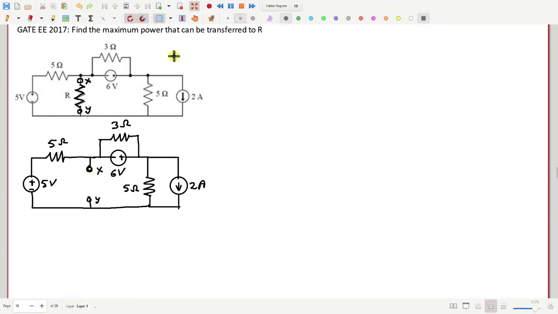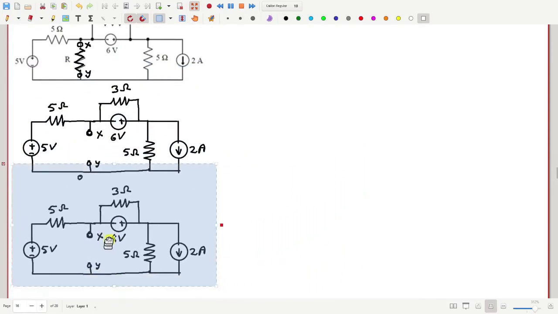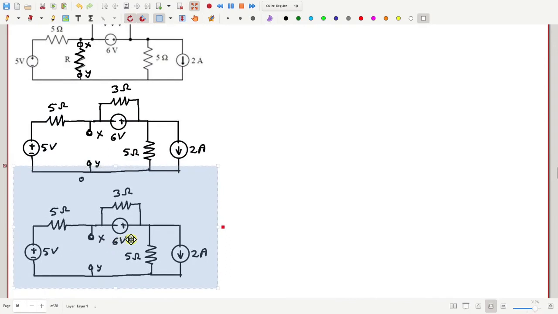Let me first make a copy of this and gradually simplify this circuit. First consider this portion which is colored in blue. What is the equivalent of this blue portion?